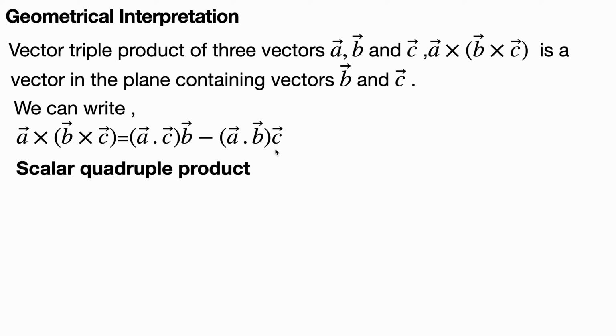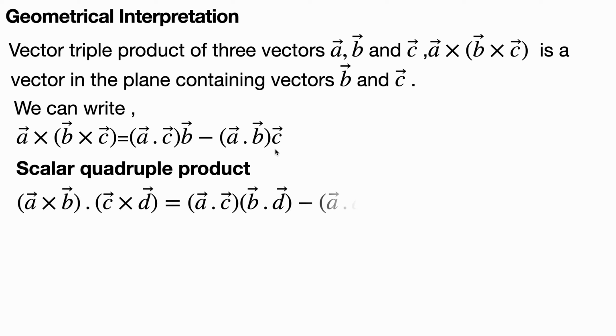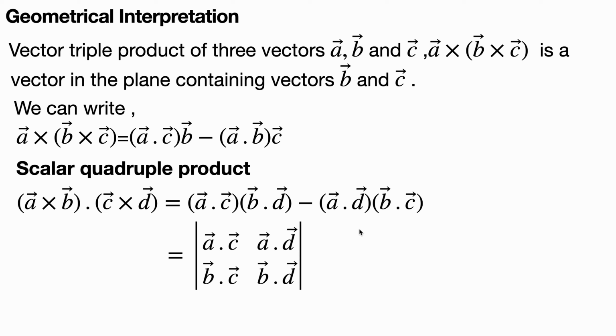The scalar quadruple product. Scalar quadruple product of four vectors, vector a, vector b, vector c and vector d, is written as vector a cross vector b dot vector c cross vector d, and its formula is obtained as vector a dot vector c times vector b dot vector d minus vector a dot vector d times vector b dot vector c. It can be written in determinant form using 2 by 2 determinant, whose first row is vector a dot vector c and vector a dot vector d, and second row is vector b dot vector c and vector b dot vector d.